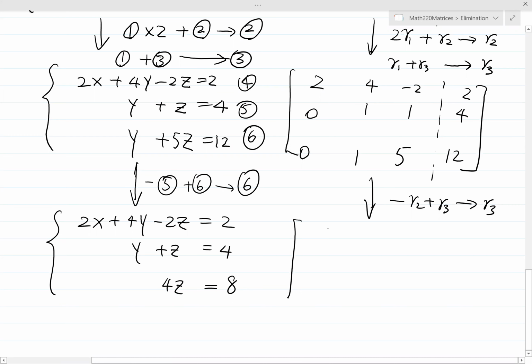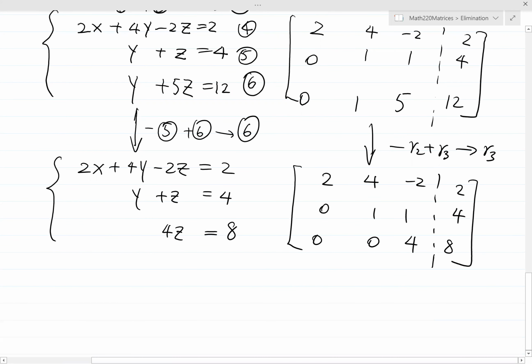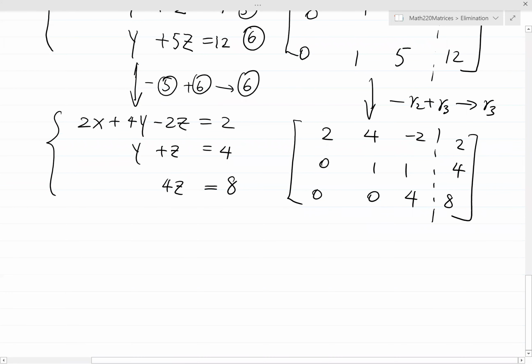So the augmented matrix we get is this. The first keep fixed, second keep fixed. This we get 0, 0. We get 4, we get 8. Okay. Then we divide. The last equation, 4z equal to 8. We divide by 4. So we get z is 2, y plus z is 4, 2x.